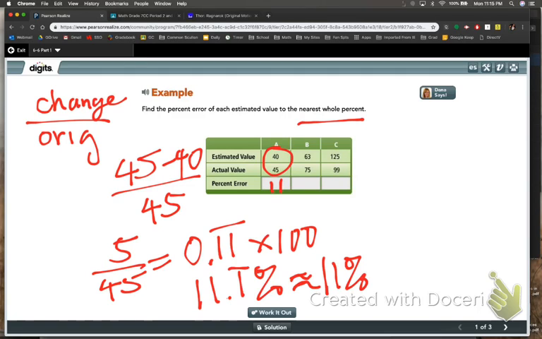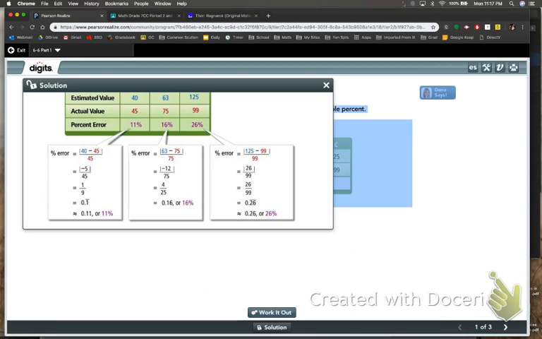Go ahead and pause the video and try to see if you can get the answer for B and C. And then you can see that the answers are going to be 16% and 26%. Pause the video at any time you need to double check the answers, but we'll keep going from here.